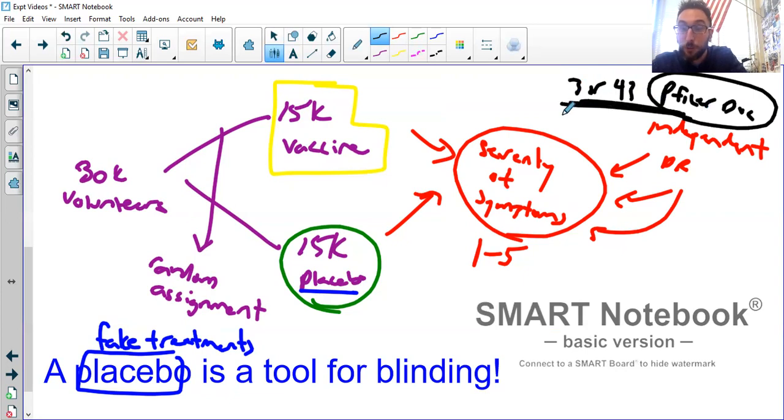Well, if this doctor knows you got the vaccine, maybe he or she is going to be more inclined to round down and give you the 3. Try to show lower severity ratings with the vaccine. Or conversely, if this doctor knows that the patient got the placebo and didn't actually get the vaccine, then maybe he or she is going to be more inclined to round up.